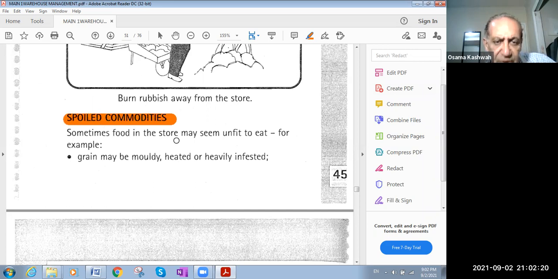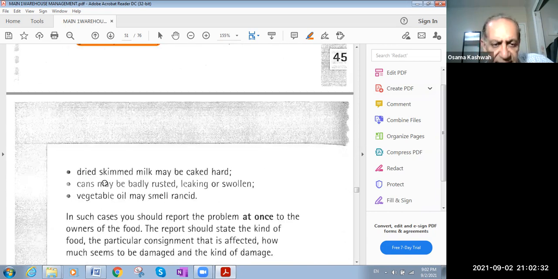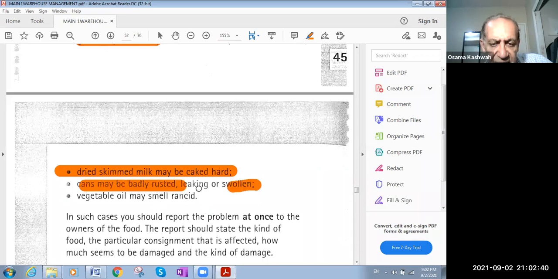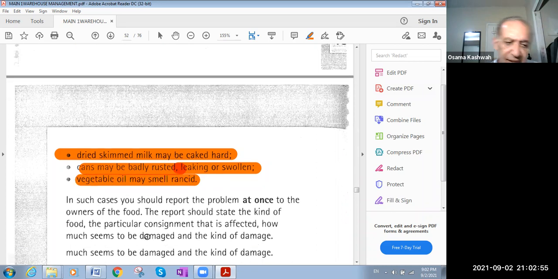Spoiled commodities also. Sometimes food in the store may seem unfit to eat. For example, grain may be moldy. Moldy means that it's touched with moisture, heated, or heavily infested. Dried skimmed milk may be checked hot. Cans may be badly rusted, leaking, or swollen. And swollen cans are actually very dangerous, because they may contain bacteria which lead to big health problems and might cause poisoning. Vegetable oil may smell rancid as well.